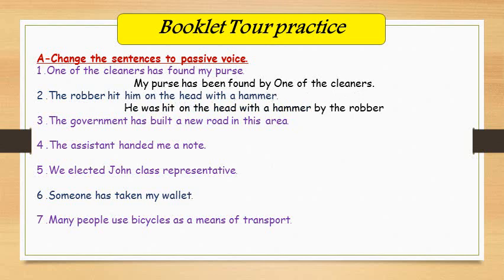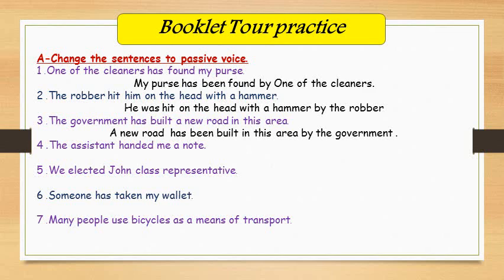Excellent. Very good. The government has built a new road. Where is the object? A new road in this area. The tense? So has been, past participle, built by the government. A new road in this area has been built by the government. Or a new road has been built in this area by the government, no problem.